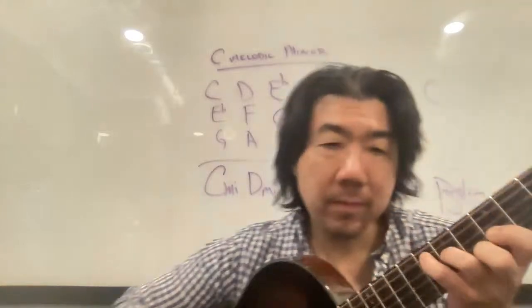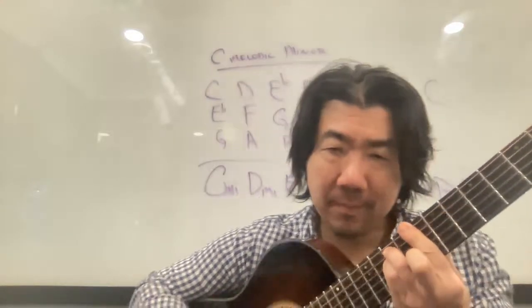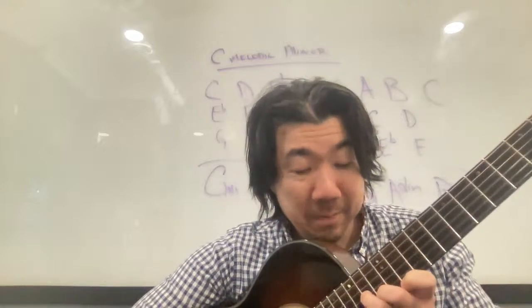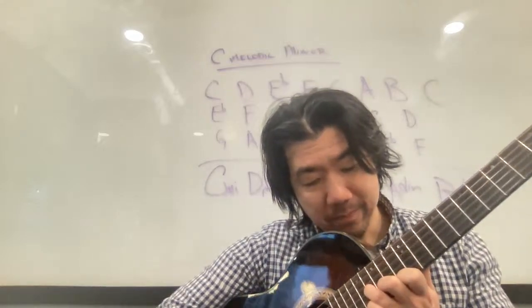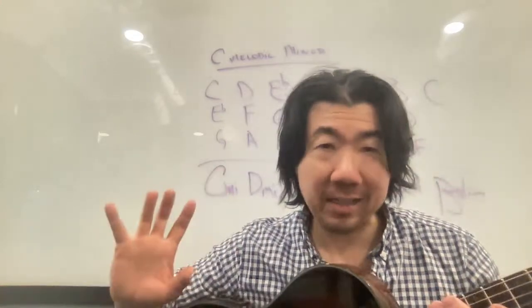F major, G major, A diminished. I'm just doing it like this. B diminished, and back to C minor. Okay, we can do triads: C minor, D minor, E flat augmented, F major, G major, A dim, B dim, and C minor. We can arpeggiate. We can do all these fun exercises now.